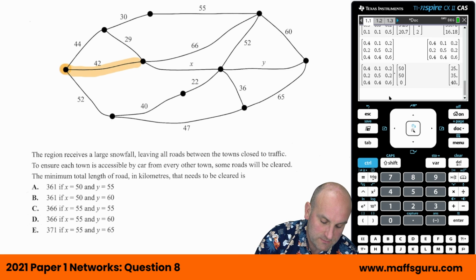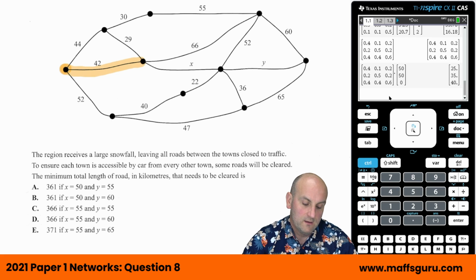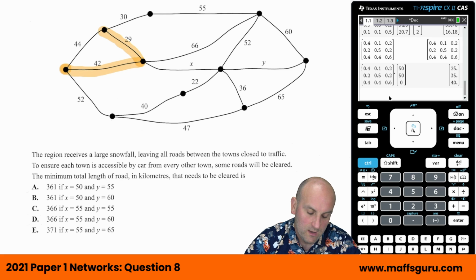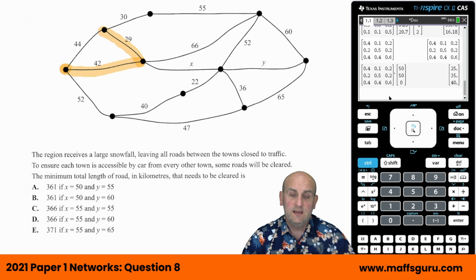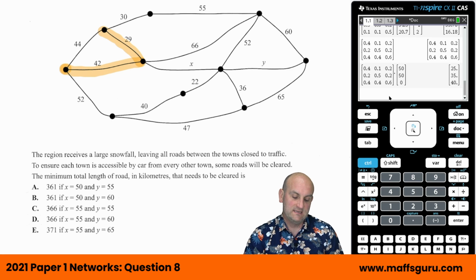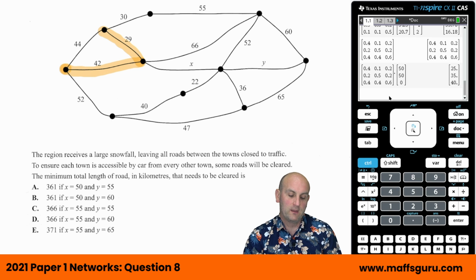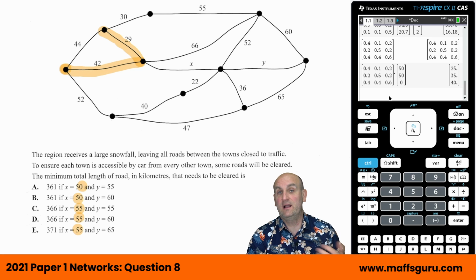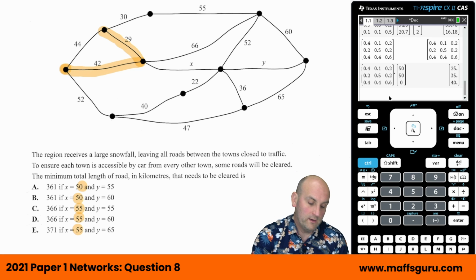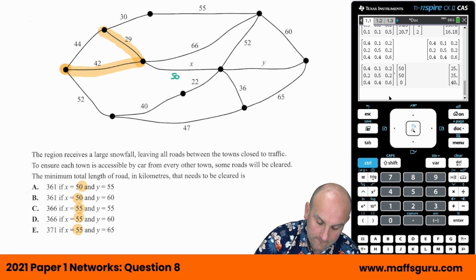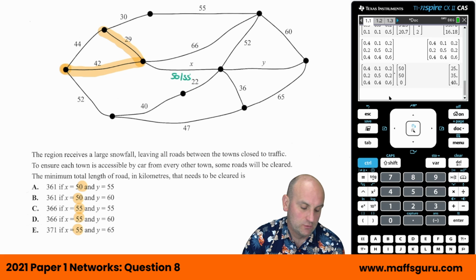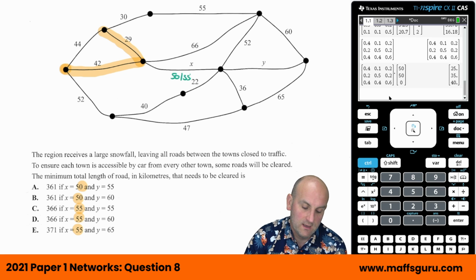So the smallest gave me 42. Coming off of there, what do I have? Well, I have a 29, so I'm going to count that as a 29. The reason I didn't look at any of my values of x at the moment is because the x value could either be 50 or 55. It doesn't really matter which of those is the right one for the moment, because I've got a shortest path I can climb off of. So then I said the next one was 30.